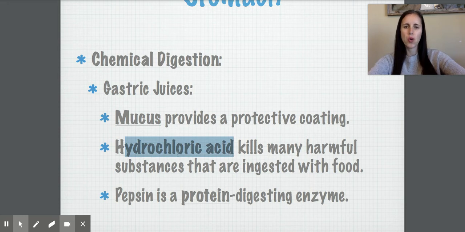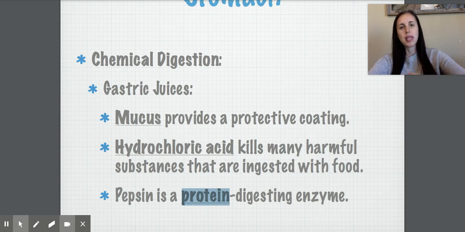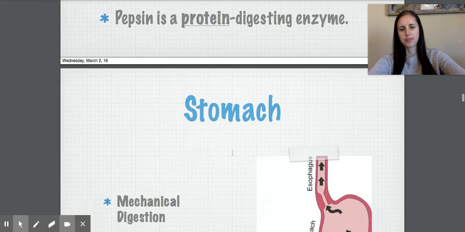Hydrochloric acid can help to kill any harmful bacteria. You have other defenses in your body to help to kill bacteria. You want to make sure you don't ingest bacteria, but this is almost like the last line of defense. Drop it in a pit of hydrochloric acid, and it's going to hopefully kill most things that are in your food. In your gastric juices, you also have this enzyme called pepsin. So remember, an enzyme is a chemical that helps aid in digestion. Pepsin breaks down protein. So in the mouth, you are breaking down carbohydrates. In the stomach, you start to break down protein.